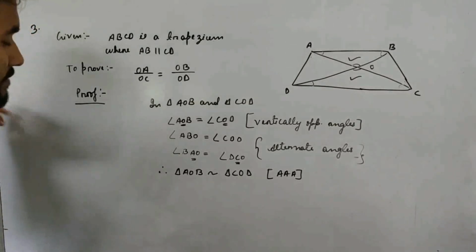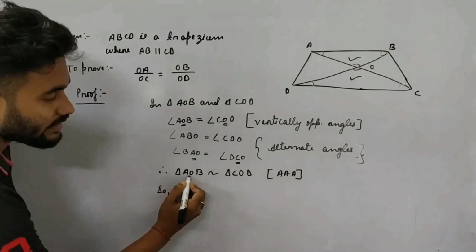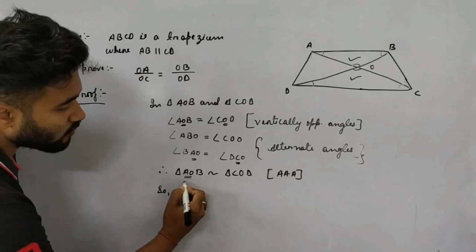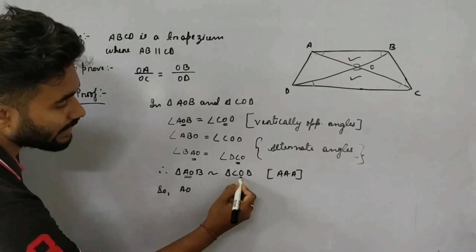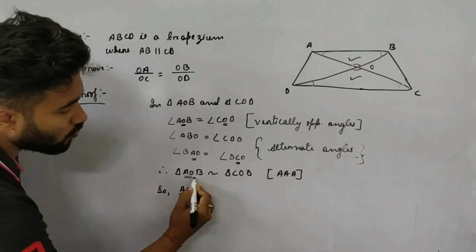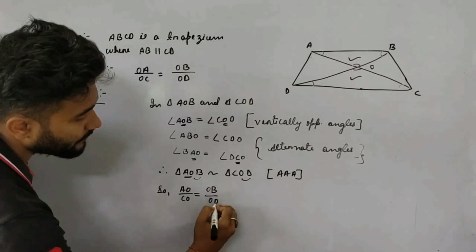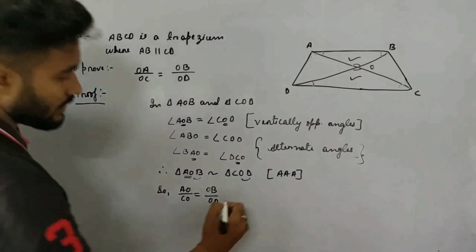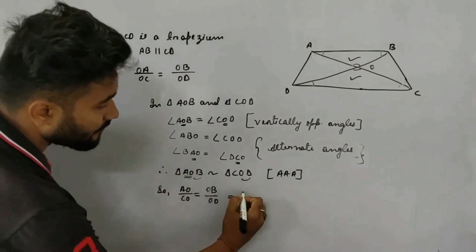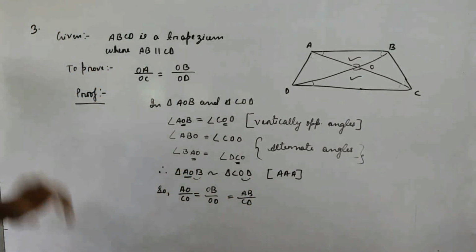So done. If they are similar, then I can say that the sides will be proportional. So I can write the sides to be proportional. How? From here I can write AO. If I take AO, then over here I will take CO, will be equal to. If I take OB, then I will take OD. And last, if I take AB, then I will take CD. Done.